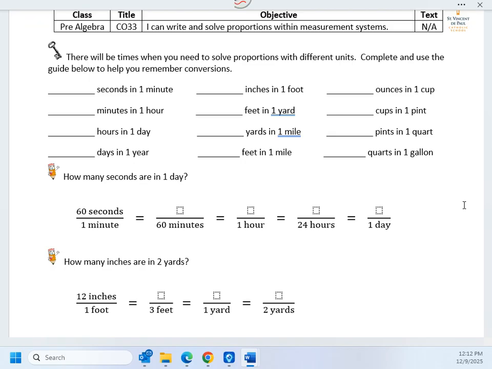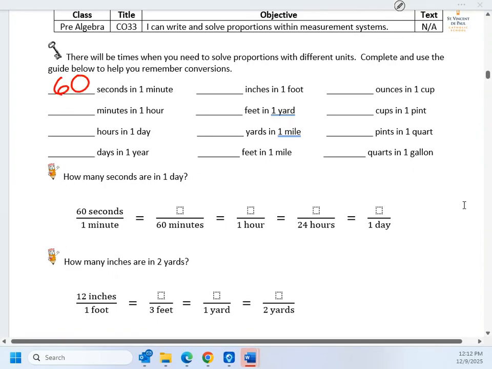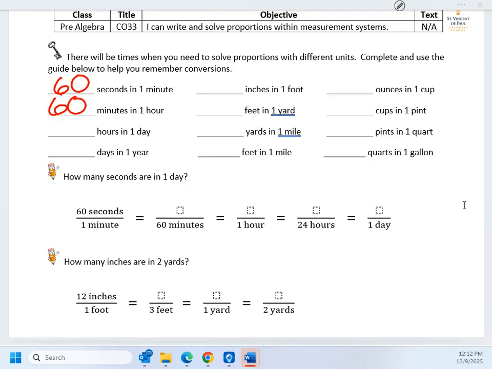How many seconds are in 1 minute? Colton. 60. How many minutes in 1 hour? Holland. 60. How many hours in a day? Grayson. 12. Oh, sorry. 24. How many days in 1 year? Hunter. 65. Okay, those ones, a lot of us know. Those ones are a little bit easier. The middle column, some of them are easy, some are not.